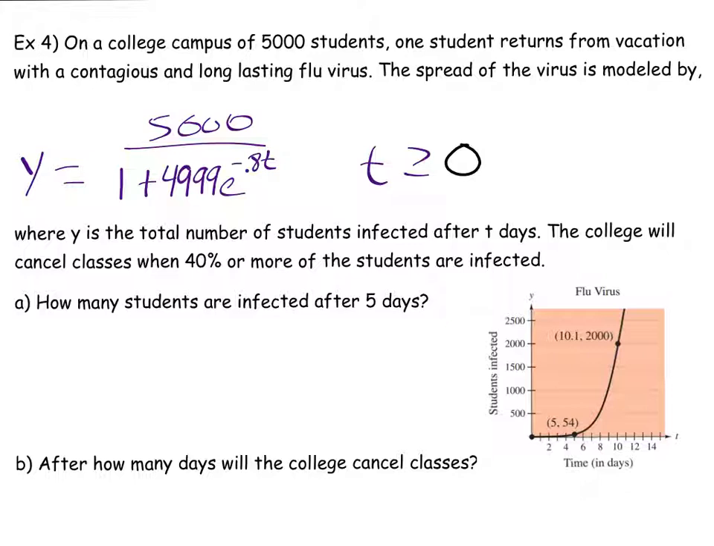Okay, we've got a little graph of what's going on, and like a lot of exponential growth problems, it starts slow and then can really, really pick up over time. How many students are infected after 5 days? What I want you to just see here is that this problem isn't asking you to solve. In fact, this equation is set up really nicely to do this.